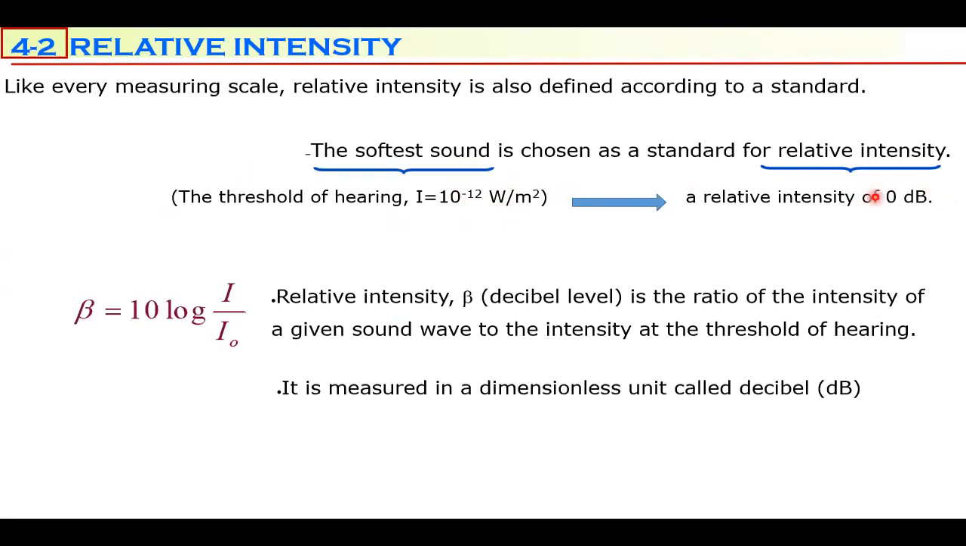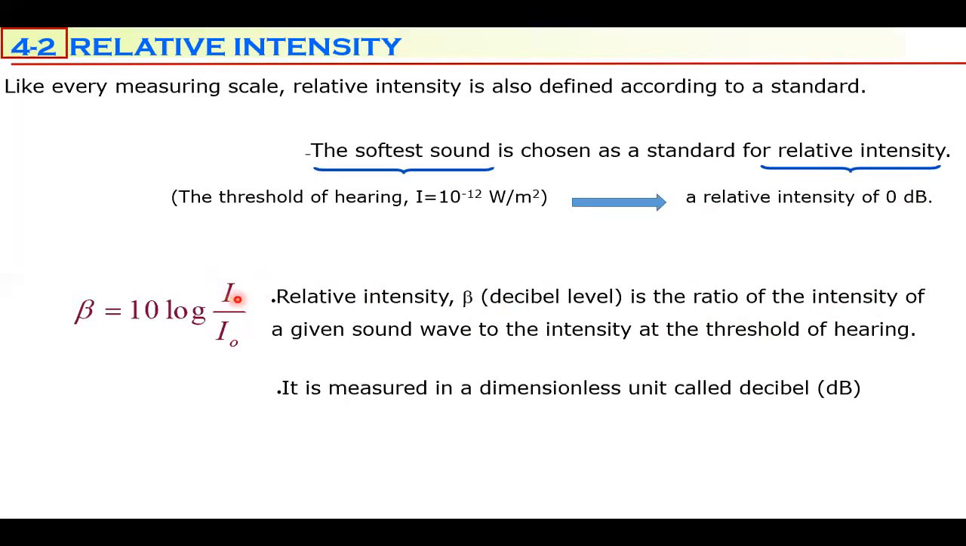So we start hearing at this relative intensity, when it is 0. And of course, its corresponding sound intensity will be 10 to the power of negative 12 watt per meter squared. Because this is the standard, we are going to compare other sounds according to it. Relative intensity, or decibel level, whose symbol is beta, is defined as the ratio of the intensity of a given sound to the intensity at the threshold of hearing. So we are going to define a given sound.